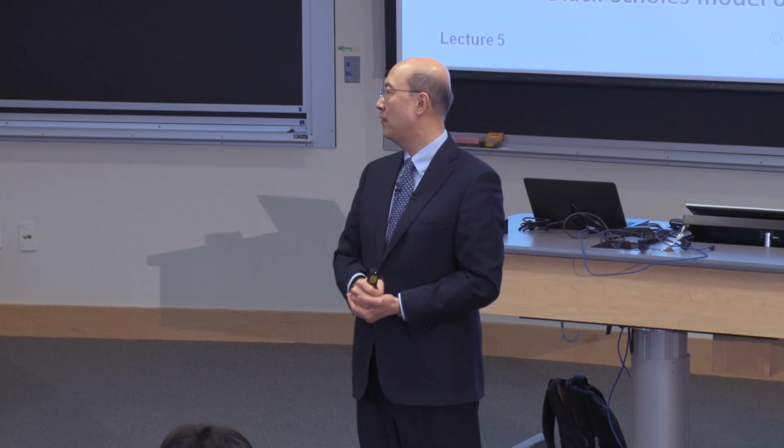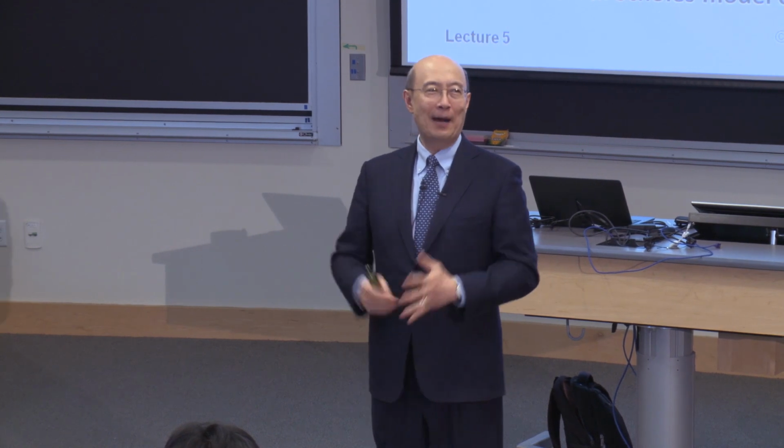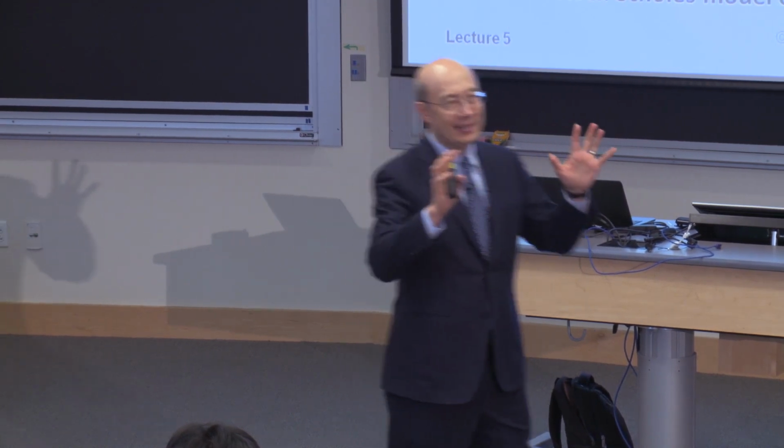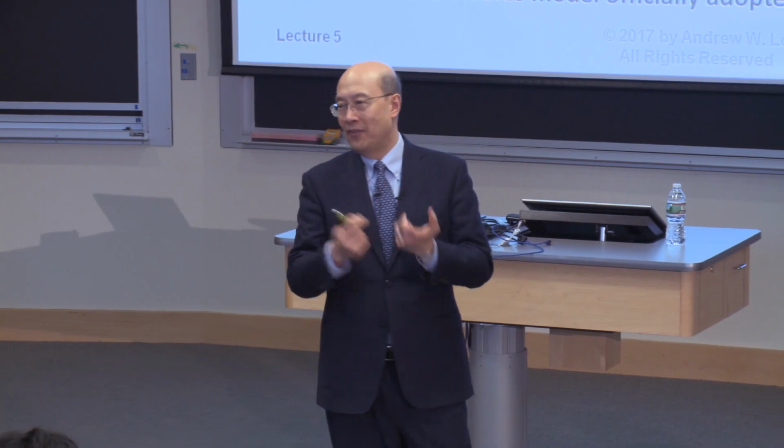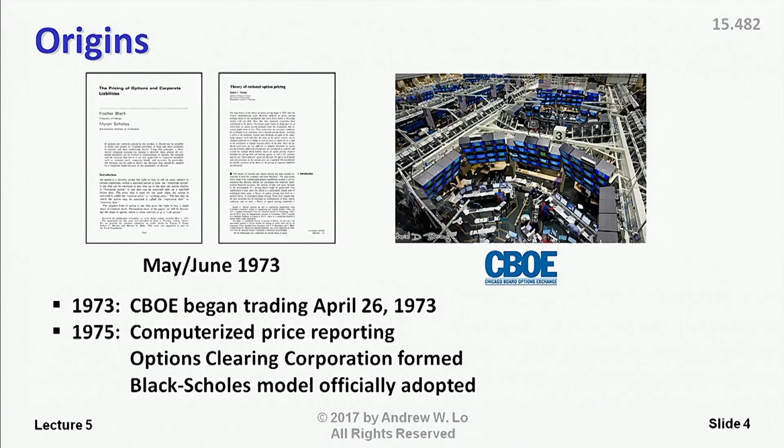By 1975, the Chicago Board Options Exchange adopted the Black-Scholes-Merton formula as the official option pricing formula. Now, it doesn't mean that that's the only way to price an option. In fact, very often you'll see option prices deviating from Black and Scholes. But the framework that they introduced was incredibly powerful.